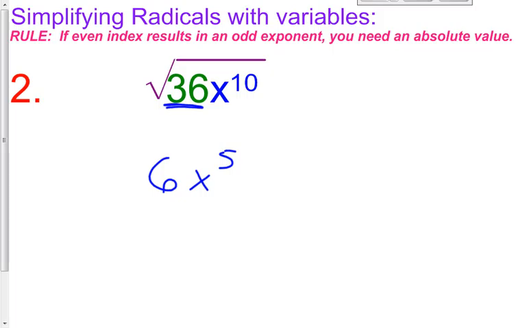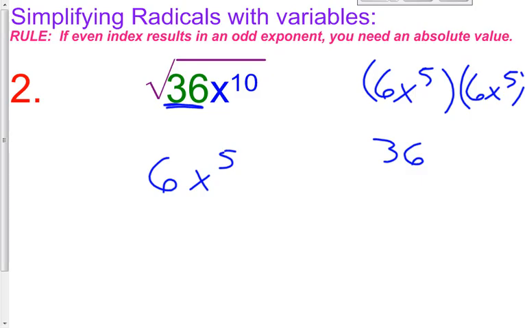And hopefully this makes sense too, because if you were to take 6x to the 5th and square it, meaning multiplying it by itself, what is 6 times 6? 36. What's x to the 5th times x to the 5th? X to the 10th. So if you were to square your answer, you should get right back to your radicand again, which indeed we do. So hopefully that makes sense. Our answer is 6x to the 5th.